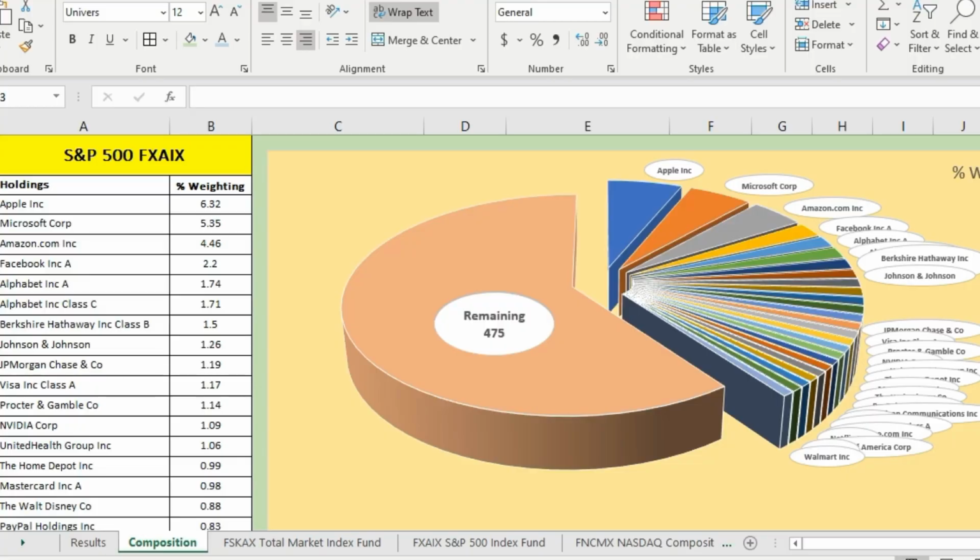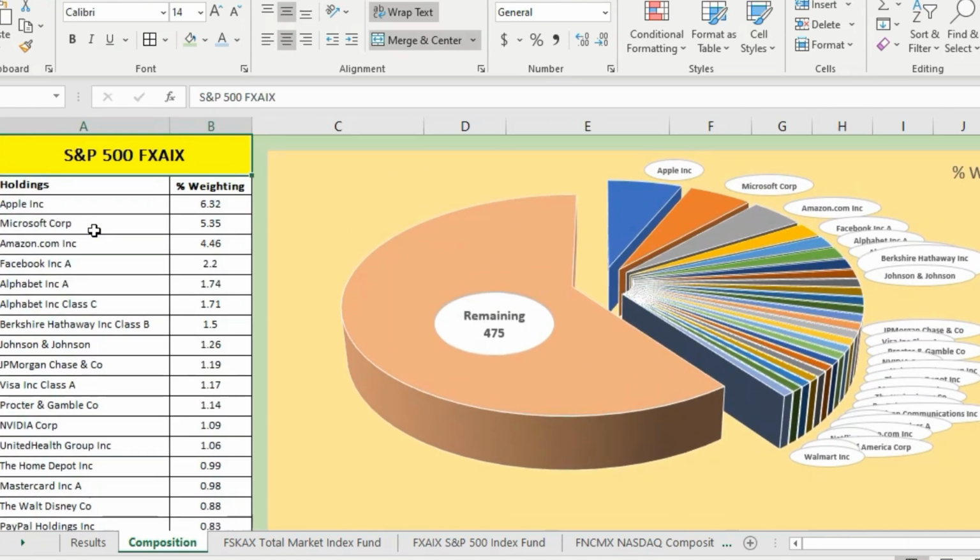All right, let's take a look at the weighting by the top 25 stocks in each of these index funds. So first off, let's take a look here at the S&P 500, FXAIX. This is actually going to be very similar to what we see in the total market, but let's start with the S&P 500. We have 6% in Apple, 5% in Microsoft, 4% in Amazon, and then 2, 1, 1, 1, 1, 1, all the way down here with Facebook, Alphabet Class A and Class C, which is Google, Berkshire Hathaway, Johnson & Johnson, JP Morgan Chase, and so on and so forth.